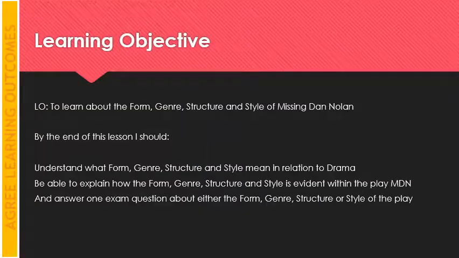The learning objective today then is to learn about the form, genre, structure and style of Missing Dan Nolan. By the end of this lesson, I should understand what form, genre, structure and style mean in relation to drama, be able to explain how the form, genre, structure and style is evident within the play Missing Dan Nolan, and answer one exam question about either the form, genre, structure or style of the play.